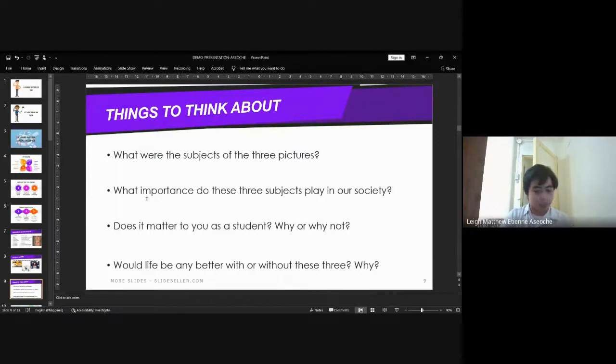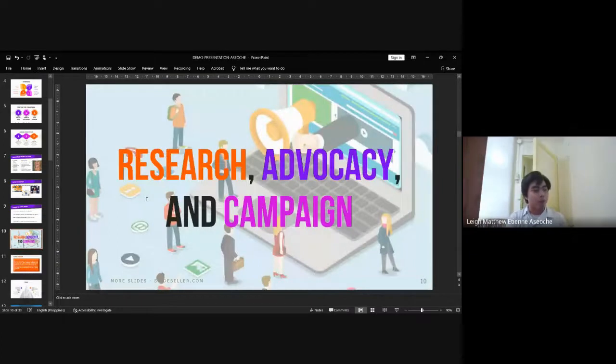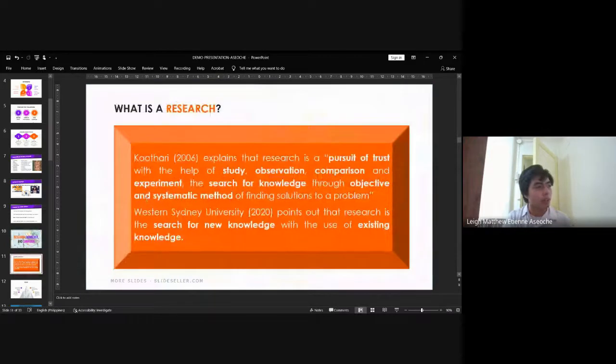Okay, now let us move on to the lesson proper. So we'll be focusing on research, advocacy, and campaign. Now, first we will touch on research. Now, what is research? According to Kuthari, research is a pursuit of truth, assisted by study, observation, comparison, and experiment. And it is the search for knowledge through objective and systematic method. Please take note, objective and systematic method. What do we mean by objective and systematic method?